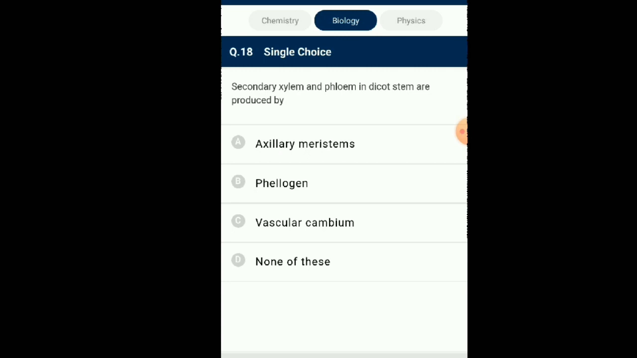Both the interfascicular and intrafascicular cambium together form the cambial ring. So the answer for this question is option C, vascular cambium.